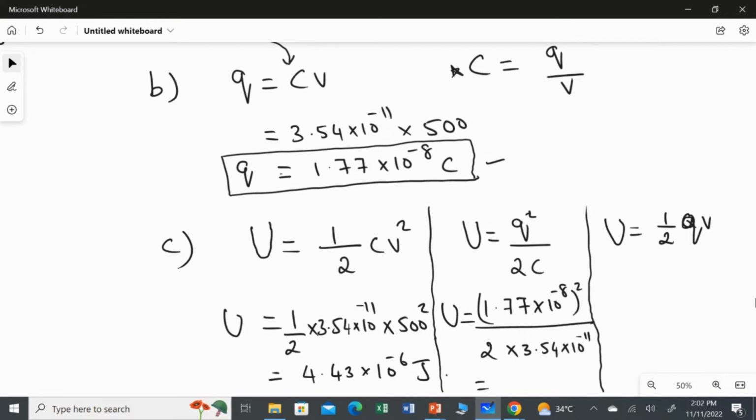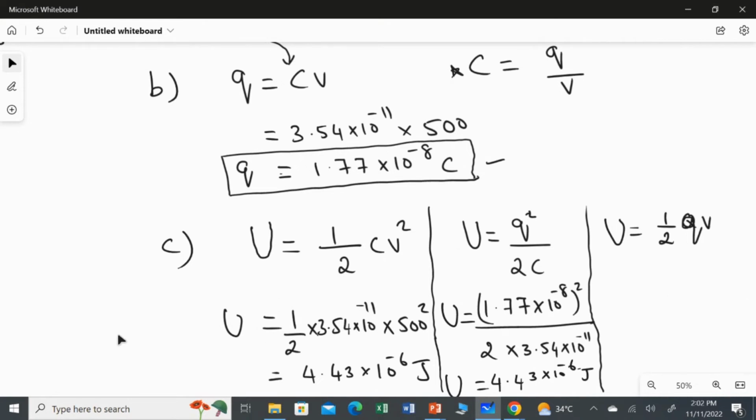So now I'm going to calculate what should be the answer. For sure it will be 4.43 multiplied by 10 power minus 6, but anyhow we will find the answer. 1.77 times 10 power minus 8 the whole square over 2 multiplied by 3.54 multiplied by 10 power minus 11. Yeah, we got the same answer. 4.425, which is 4.43 times 10 power minus 6 joules.